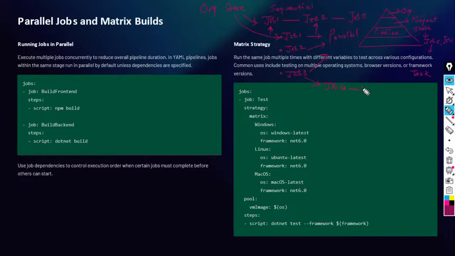Then they are not parallel. So job 3 will complete, then start job 4. Job 4 will complete, then start job 5. But job 3, job 2 and job 1 can start together. Is that clear? So here you define the clause as jobs.